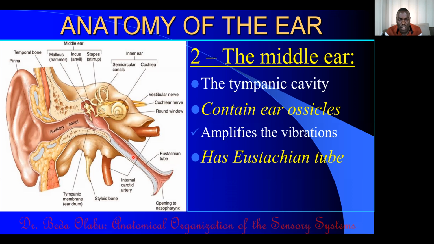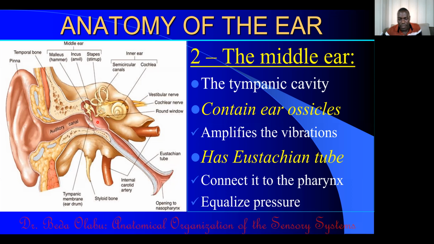The purpose of this tube is to balance pressure between the pressure in the pharynx and the pressure in the middle ear. It needs to equalize that pressure. Now, why is it important to equalize pressure in the pharynx with that in the middle ear?